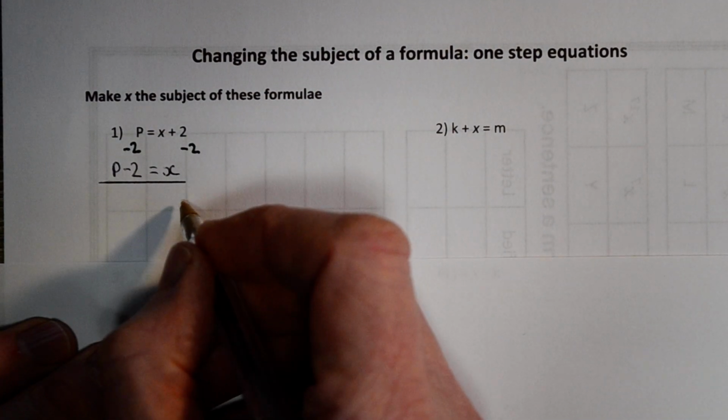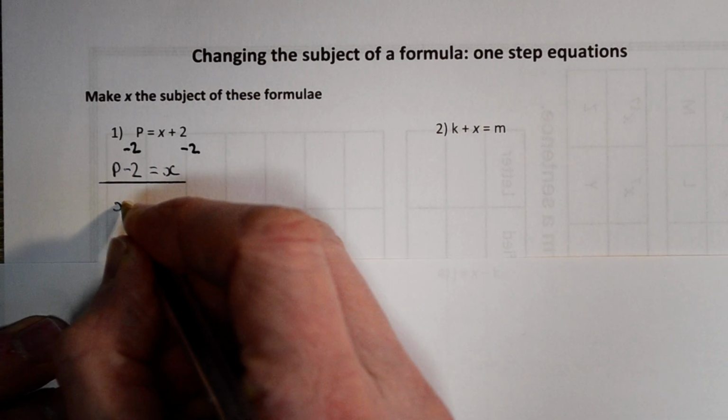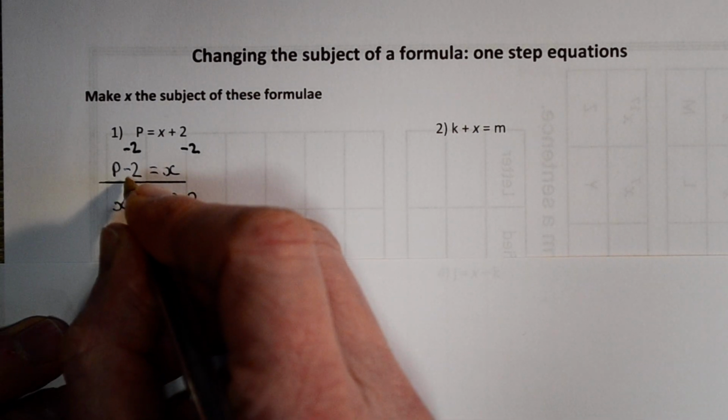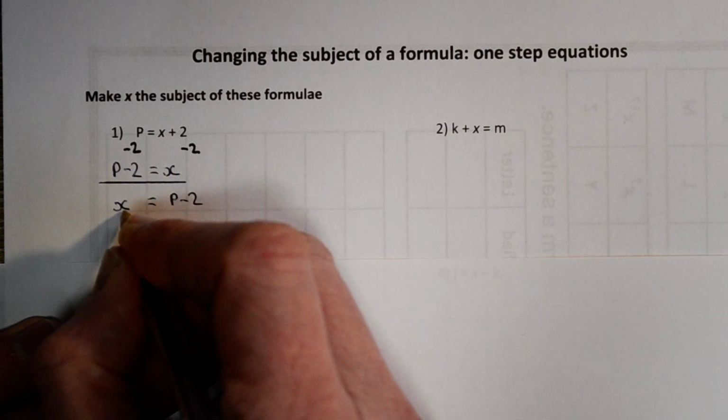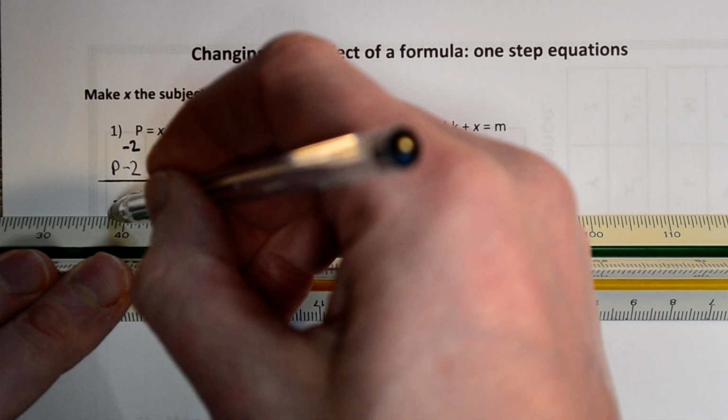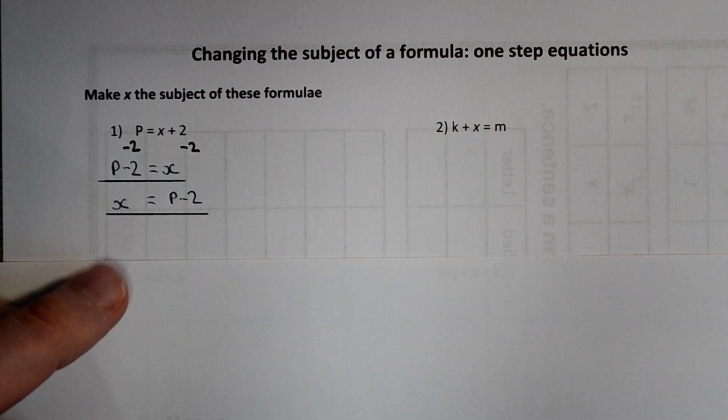If we want to write the x on the left hand side, we can simply swap the sides round. If p minus 2 is equal to x, then this is true as well. It's just the same thing written in a slightly different way. And sometimes it's nice to have the subject on the left hand side.